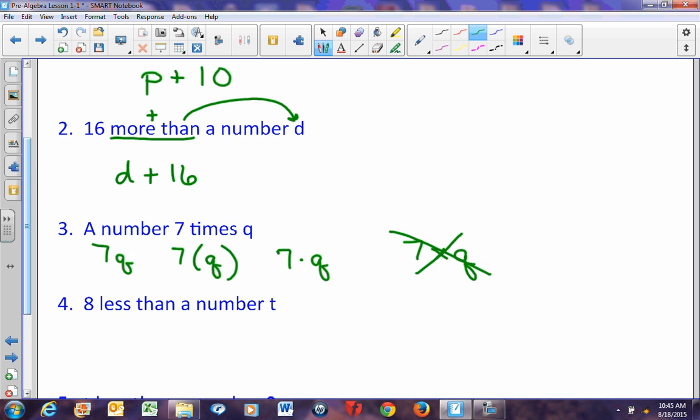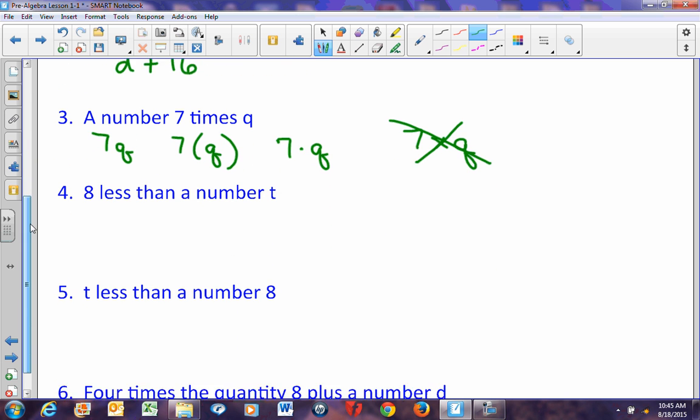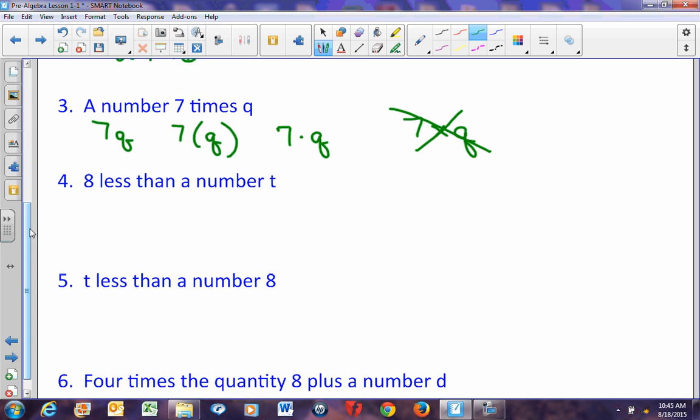Okay. We're graduating out of mathematical symbols and we're into algebraic symbols. Number 4, 8 less than a number t. Here we go again. We have the less than, which means t actually comes first. So 8 less than a number t means t comes first, and then I subtract 8 from it.